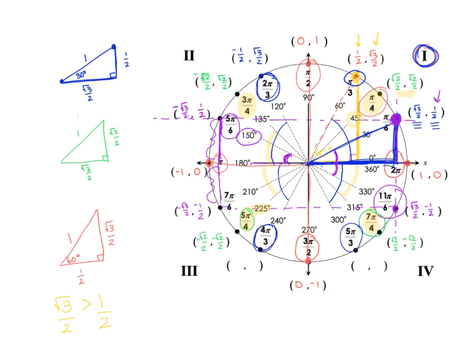If we look at 4 pi over 3, same numbers. 1/2, square root of 3 over 2. We've gone to the left. My x value is negative. We've gone down. My y value is negative. 5 pi over 3. Last one, you guys, we're almost there. 5 pi over 3. We're going to write the same numbers, same coordinates. 1/2, square root of 3 over 2.